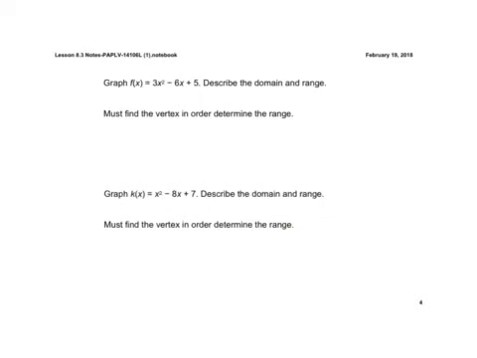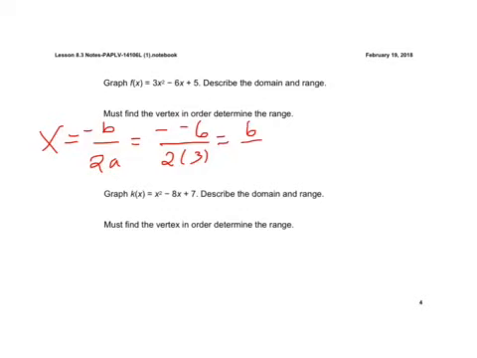Alright, this next example problem deals with trying to describe the domain and range for the given parabola. So, in order to find the domain and the range, we must first find the vertex. So again, to find the vertex, we must use x equals negative b over 2a. So in this problem, that would be the opposite of negative 6 over 2 times 3. Well, the opposite of negative 6 would be a positive 6, divided by 6 would equal 1. So my vertex is 1 comma something.